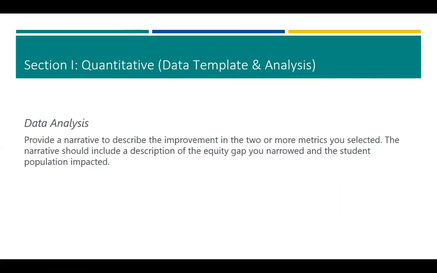For the data analysis portion of section 1, colleges should reflect on their completed data template and provide a narrative to describe the improvement in the 2 or more metrics selected. The narrative should include a description of the equity gap that was narrowed on at least 1 metric and the student population impacted. Information should be reported on the nature, scale, and timing of the large-scale student success reforms and best practices colleges have implemented to improve outcomes.